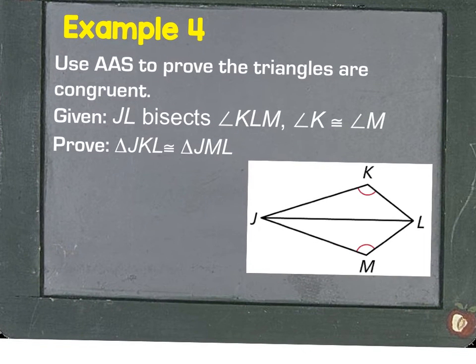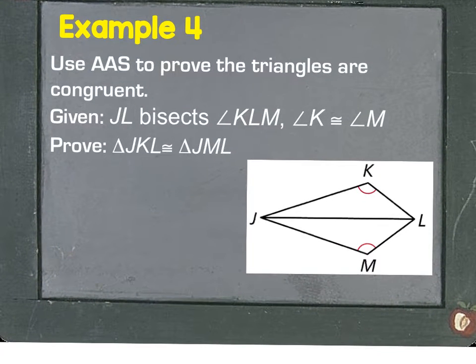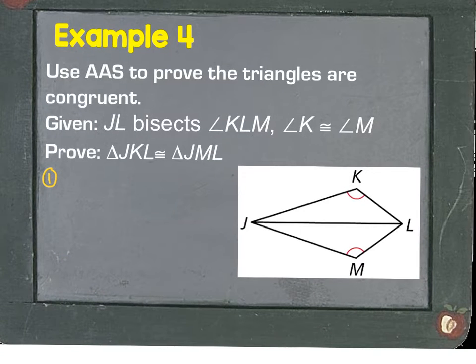Okay, example 4 says use angle, angle, side to prove the triangles are congruent. Given JL bisects angle KLM and angle K is congruent to angle M. So I'm going to start with that. I'll write my given: JL bisects angle KLM and angle K is congruent to angle M. And that's given.